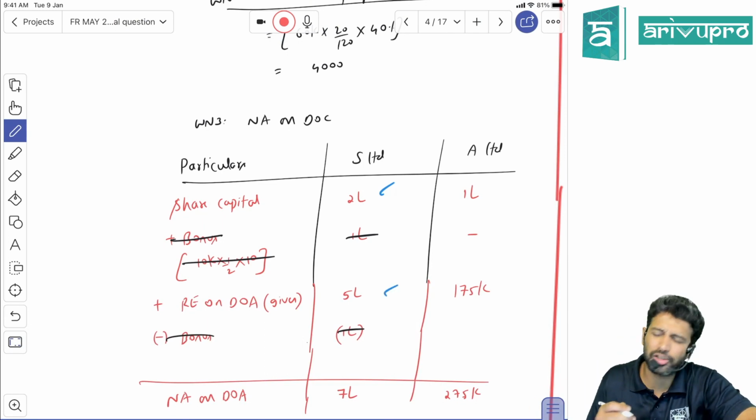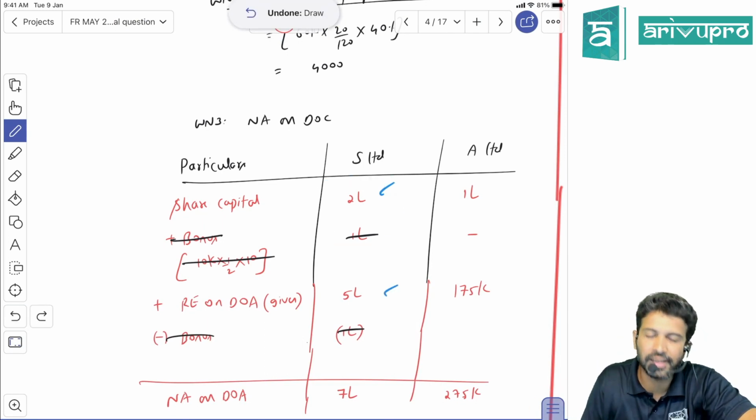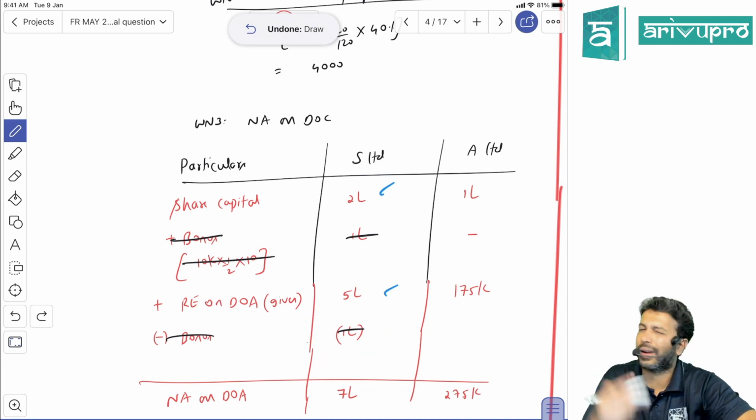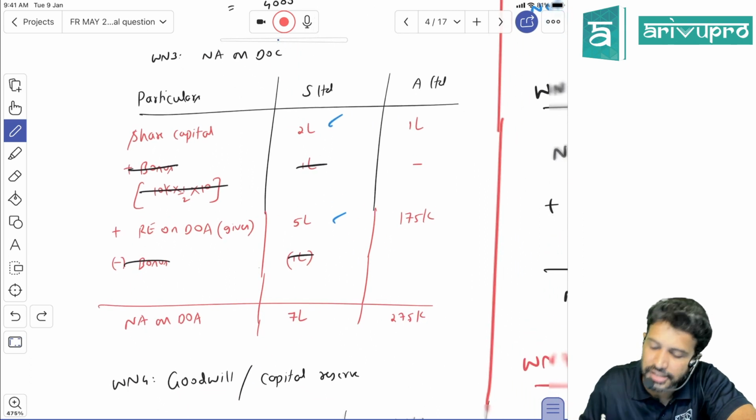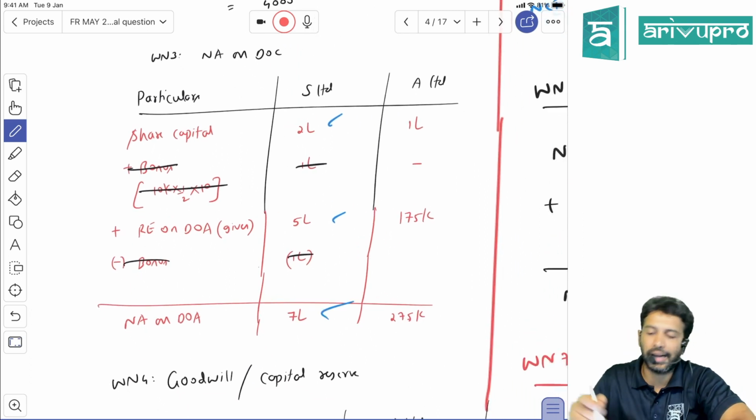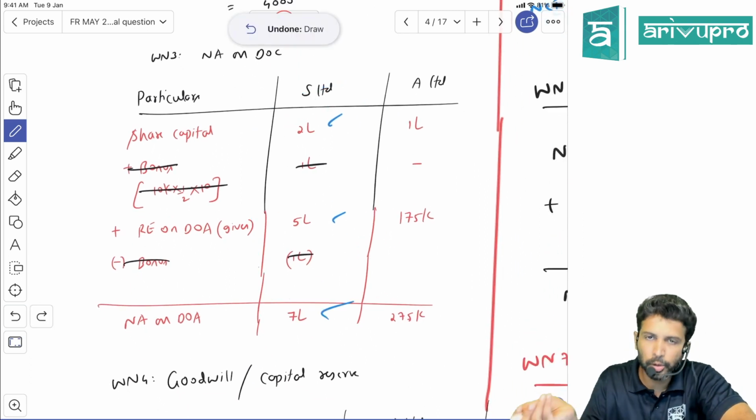Bonus shares, as I told, have no impact because due to bonus, share capital will increase by 1 lakh and retained earnings will reduce by 1 lakh. So I've just shown it and cut it off here. So net assets of subsidiary company on the date of control is 7 lakh. Adding these, done. You do the same for associates.